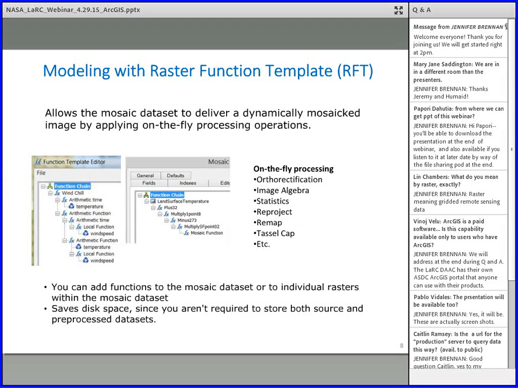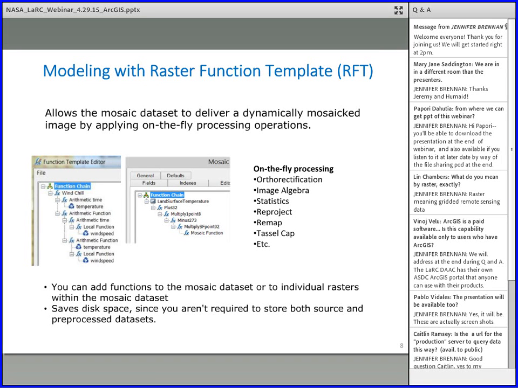So once the raster mosaic is set up, we can then build these raster function templates. And they allow us to do the mosaic and to deliver a dynamic mosaic image by applying on-the-fly processing operations such as orthorectification, reprojection, interpolation, and image algebra. And you can apply these functions to the entire mosaic dataset or to individual rasters. This type of functionality is going to allow us here at the ASDC to save disk space, since we won't be required to store both source and reprocessed datasets.